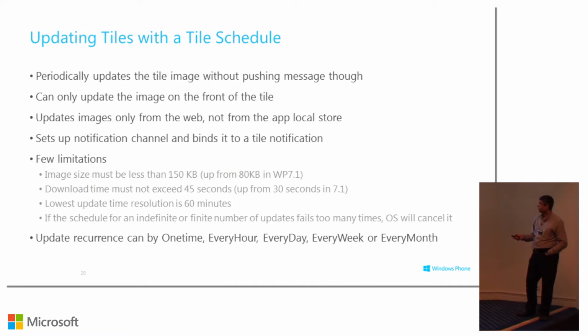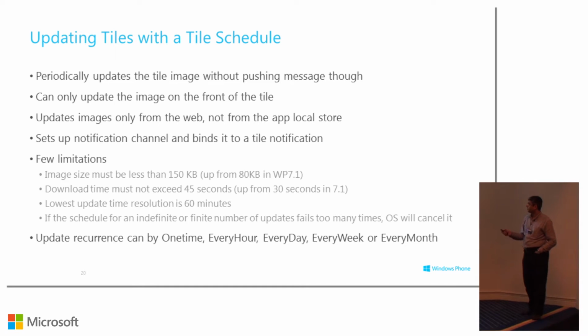Now, in terms of updating the tiles, with 7.5 we had an 80 KB limit on the tile download. Now we have a 150 KB limit. You can download bigger tiles. Initially it was only a 30 second time limit. We are giving you 45 seconds. And in terms of the time refresh, right, it is 60 minutes.